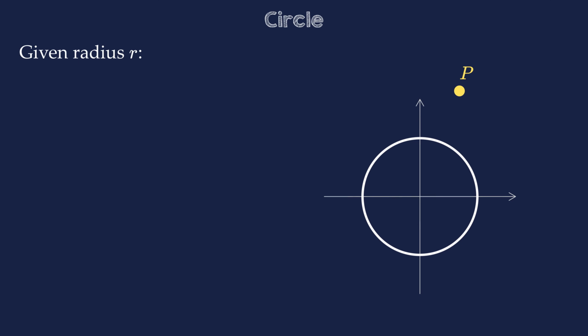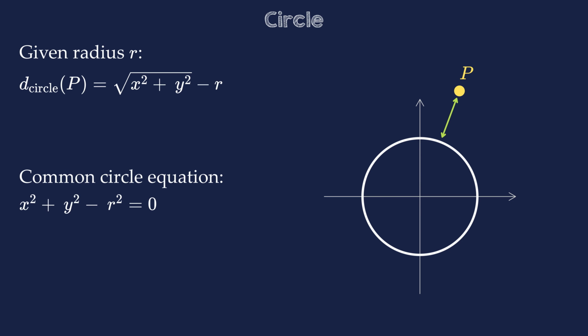We can calculate the distance to the center by the Pythagorean theorem. We then have to offset it by the radius. This expression might look quite familiar to you. It is very similar to the more common circle equation x squared plus y squared minus radius squared equals 0.